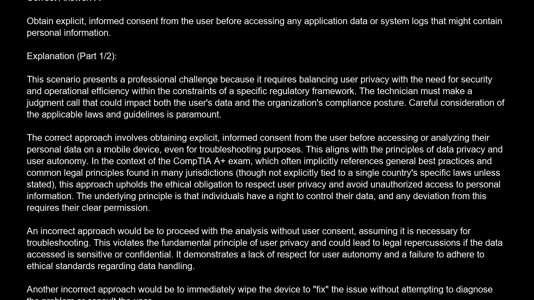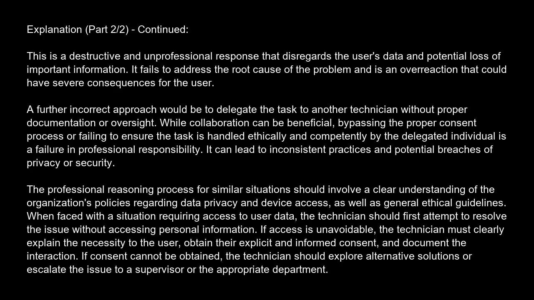Another incorrect approach would be to immediately wipe the device to fix the issue without attempting to diagnose the problem or consult the user. This is a destructive and unprofessional response that disregards the user's data and potential loss of important information. It fails to address the root cause of the problem and is an overreaction that could have severe consequences for the user.